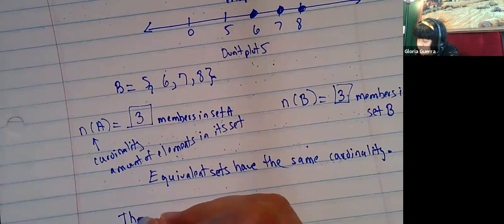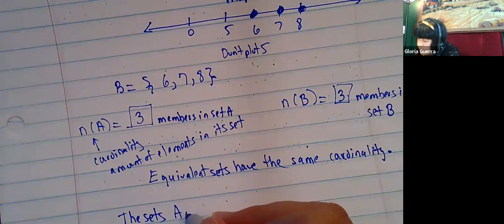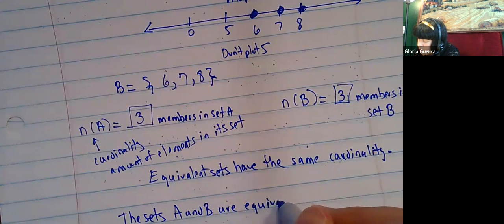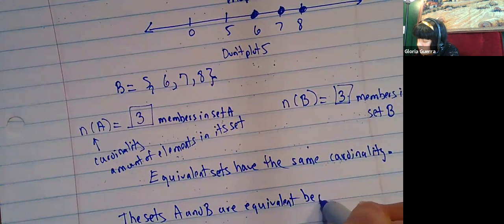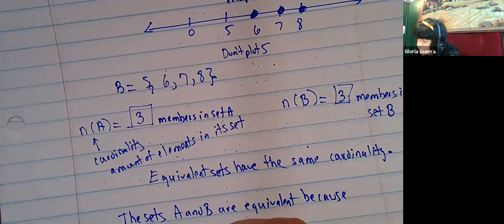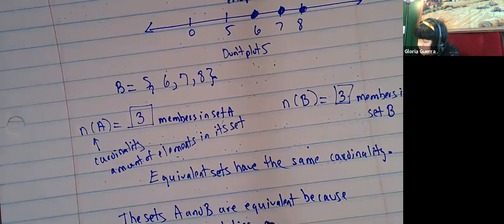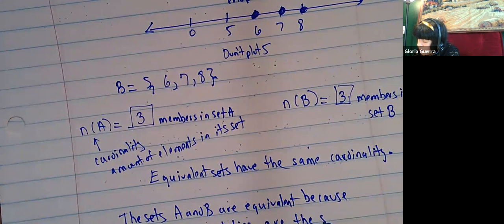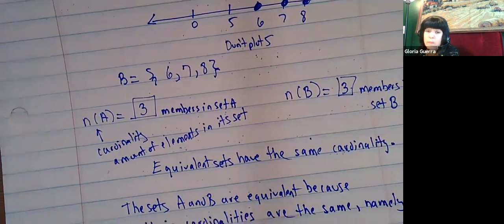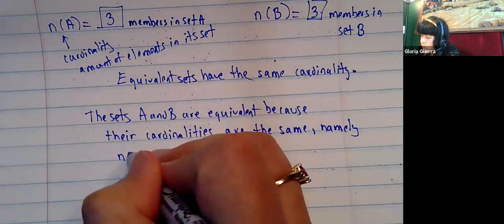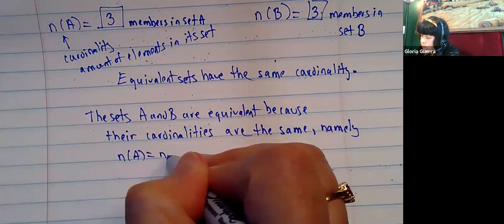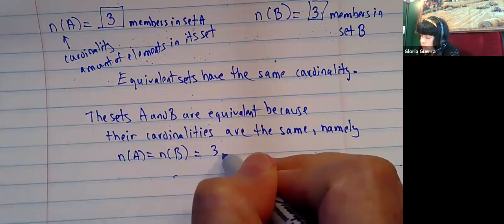So the sets A and B are equivalent because their cardinalities are the same, namely N of A equals N of B equals, for us, 3.